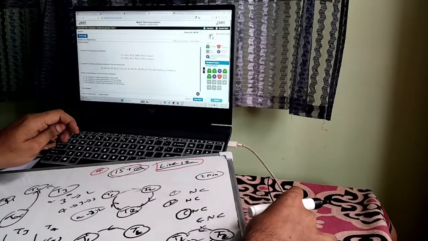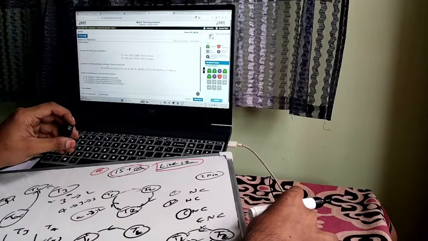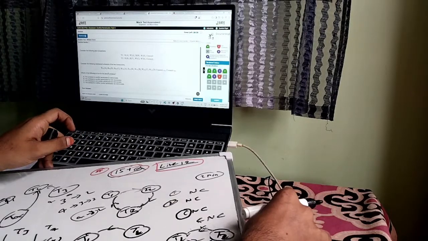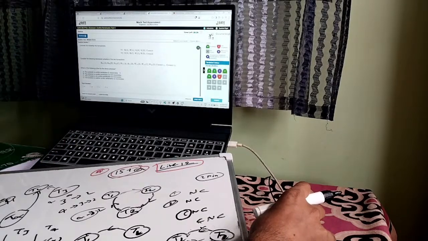So what they are given is two transactions. This one scheduled, I think so. So the following, okay, which are the following?